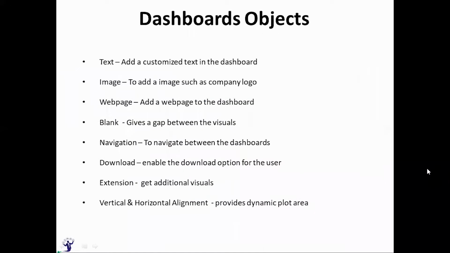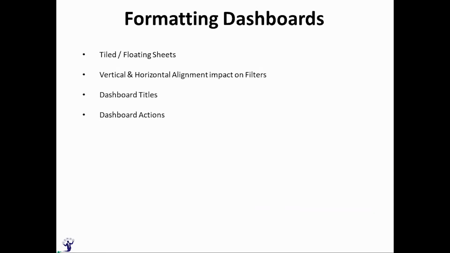Here it is. So we talked about the dashboard. We talked about the dashboard objects like text, image, web page, blank, navigation, download, extension, and the alignments. Right? We have seen the formatting of the dashboards. We have seen the tiled and the floating sheets, vertical and horizontal alignment, dashboard titles. Now we have dashboard actions. Do you remember we talked about actions initially? Yes, we had. Right.